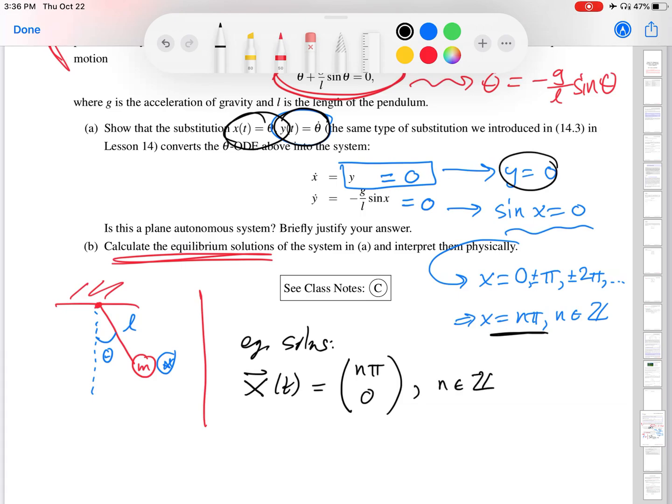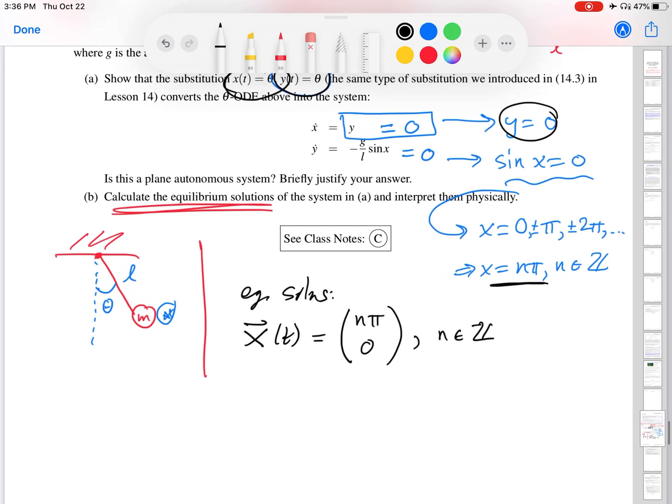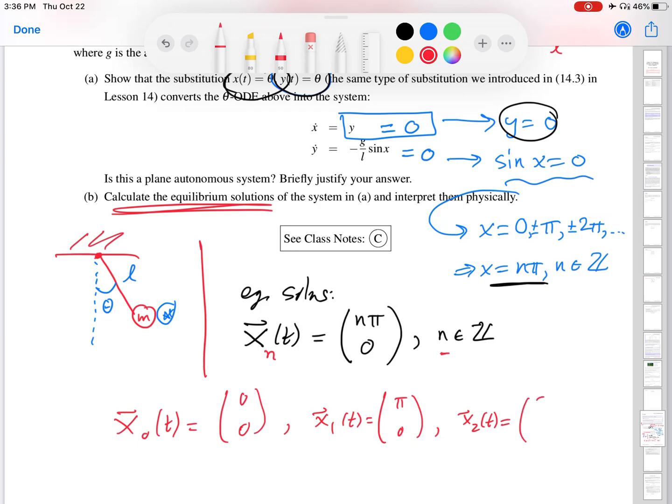So these are the equilibrium solutions to the system. And now let's interpret them. I'm going to put a little n over here so that I can index them by the n value that we're choosing. So let's just look at x sub 0 of t, that would be n equals 0. And then let's look at x1 of t, so that's pi, 0. And then let's look at one more, x2 of t, because you'll see what happens in a minute, 2 pi, 0.